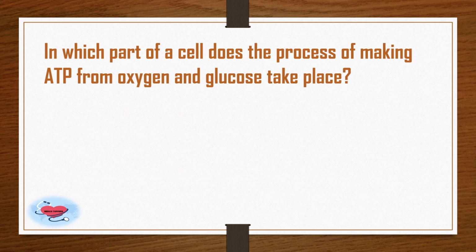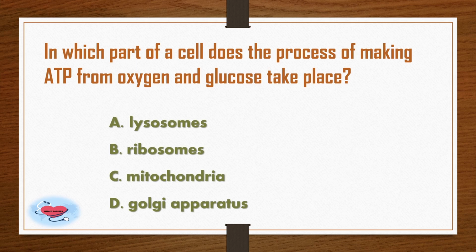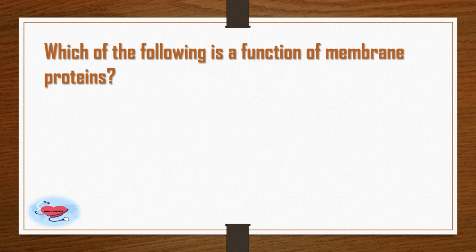In which part of a cell does the process of making ATP from oxygen and glucose take place? Options are lysosome, ribosome, mitochondria, Golgi apparatus. As you know, answer is C. ATP production is the function of mitochondria.